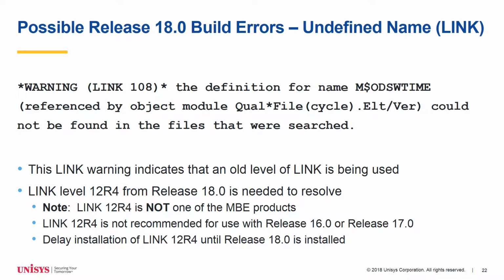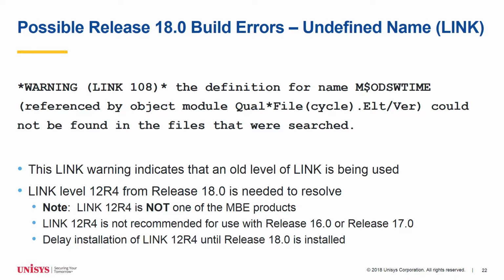This slide shows the link warning that can occur when you build a product from Release 18 on a system that does not have a new enough level of the link processor. For Release 18, the linking system added functionality similar to the collector's addition of $ODSWTime. At static link time, the link product defines a new variable called $ODSWTime in modified SWTime format that provides the object module link time. You must use link level 12R4 or higher to statically link extended mode programs that reference this variable.